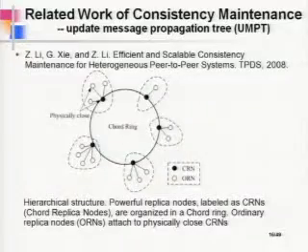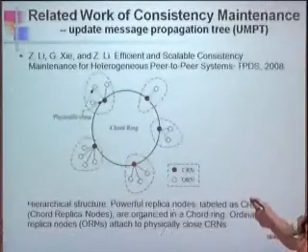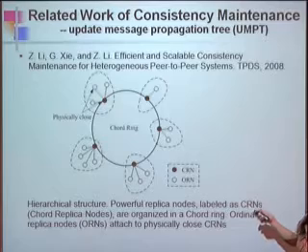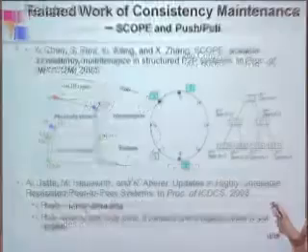All right, now let's see some representative work. This work was published in 2008, IEEE Transactions on Parallel and Distributed Systems. They build a hierarchical structure. Those nodes are high-capacity nodes, and physically close nodes constitute a tree. So the replica update is forwarded along the high-capacity nodes and then further forwarded along the tree.